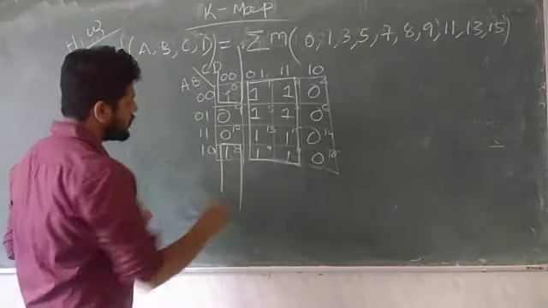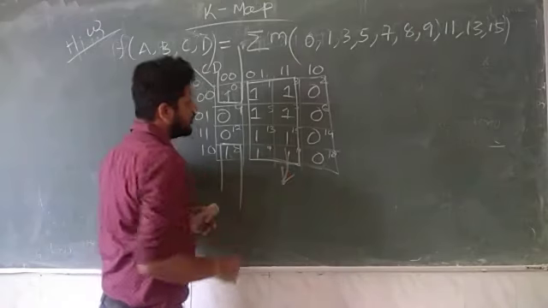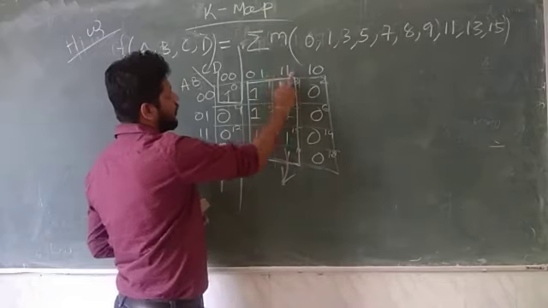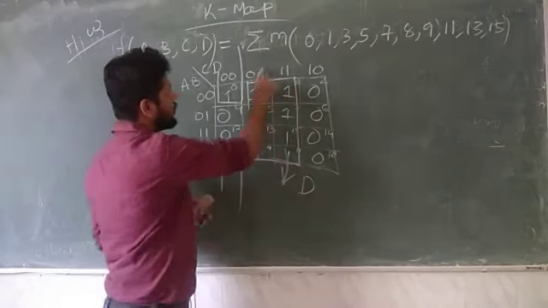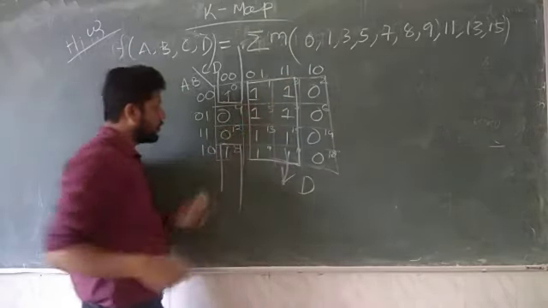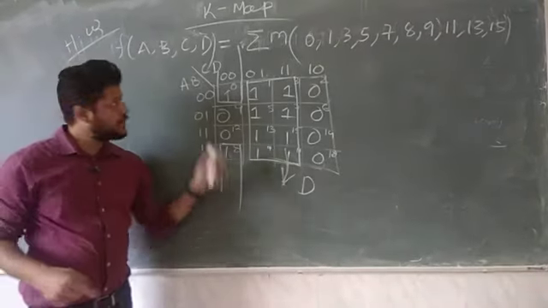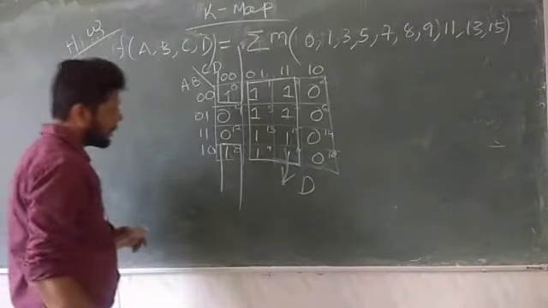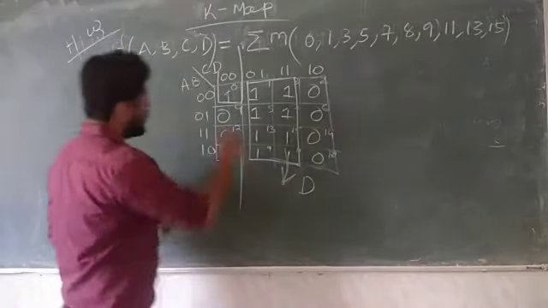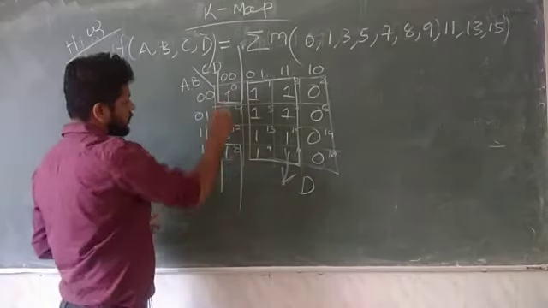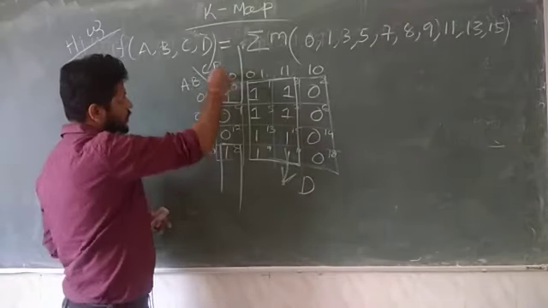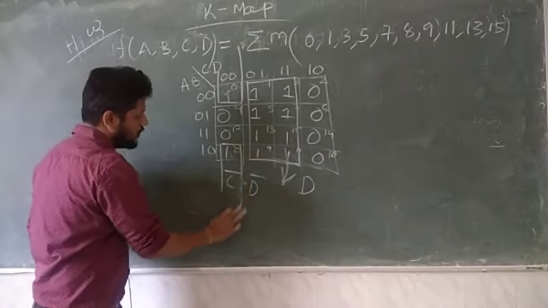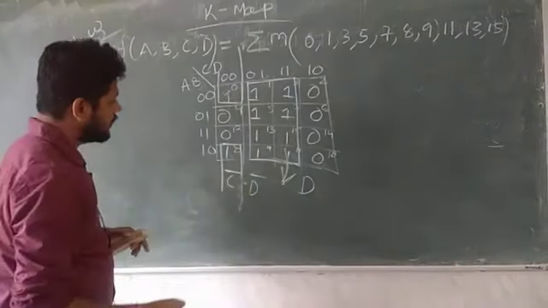So for this combination, the answer will be 0 1 1 1. Here AB are changing. Here only the answer will be D. Answer will be D, because D is constant. Remaining all AB totally changing. C is also changing. The remaining is D. Then we have this cell 0 0 1 0 1. So AB is changing. Here constant is CD. So C bar and D bar. This is your C bar and D bar.